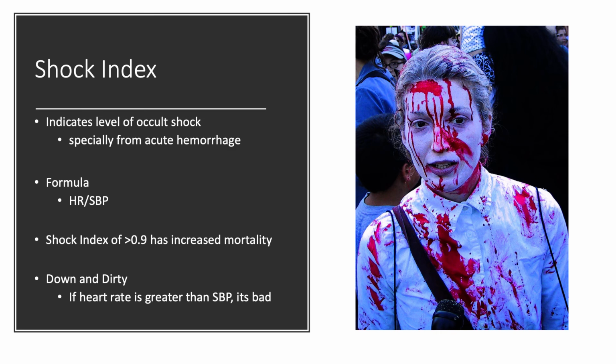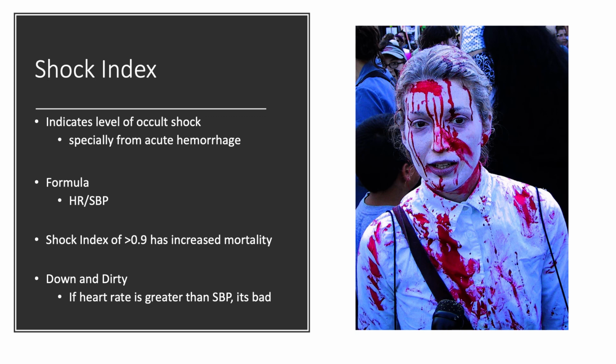The formula for it, you take the heart rate, you divide it by the systolic blood pressure, and if that number comes out to greater than 0.9, you have an increased mortality rate, which, are we really going to be doing math on scene? Probably not. The down and dirty of it, if your heart rate is greater than your systolic, so if you're palping a blood pressure, if your heart rate's 130 and you have an 80 palp pressure, that's bad. The wider that gap, the higher the shock index, the higher the mortality rate.